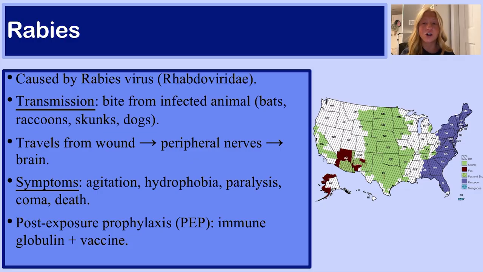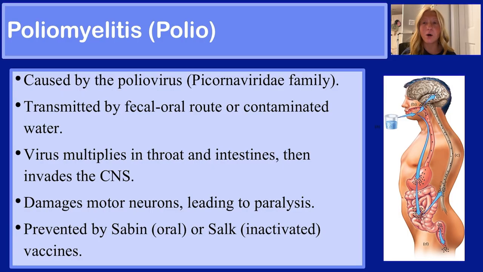So vaccinating pets and controlling wildlife reservoirs is one way that rabies has been reduced in countries, but it still kills almost thousands annually. So now I'm going to talk about polio.